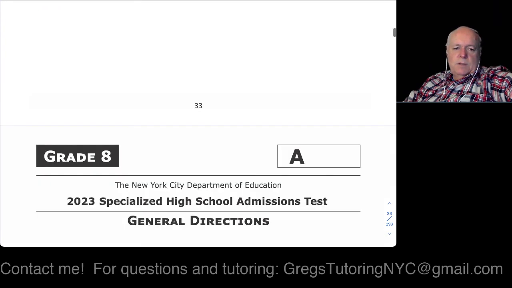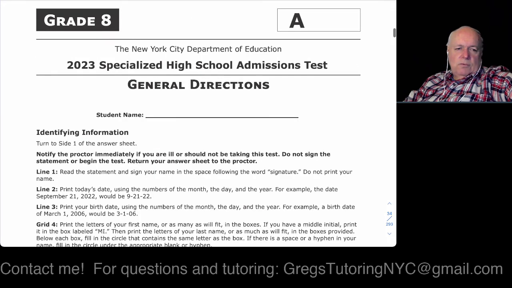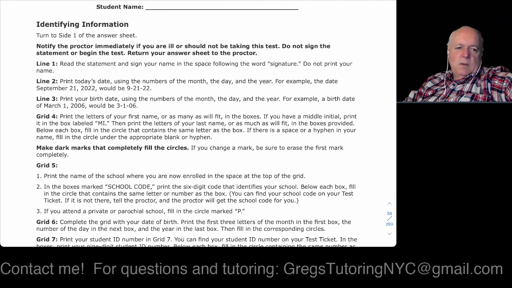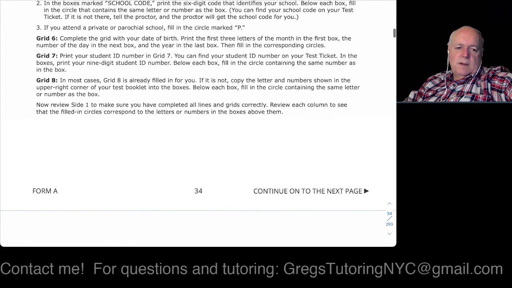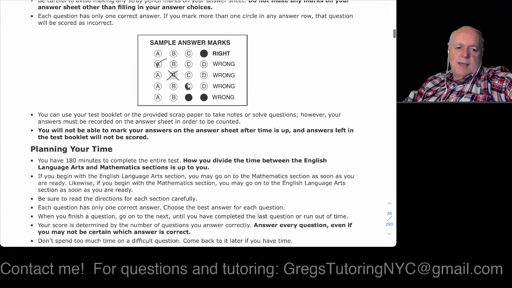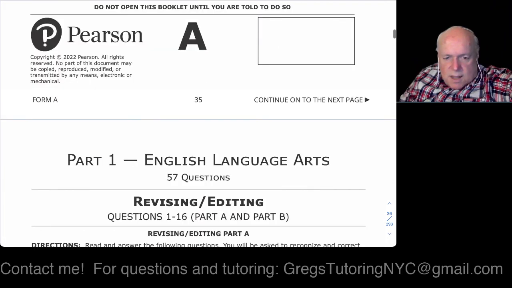So just be careful. And then there are general directions here for the exam itself. Read all this. The proctor will go through these parts with you, where you're filling out the front page and putting your name and OSIS number and things like that. Again, that's a sample. And then it starts up here.